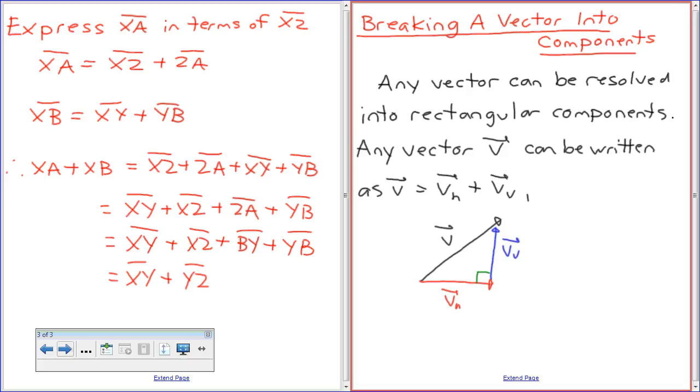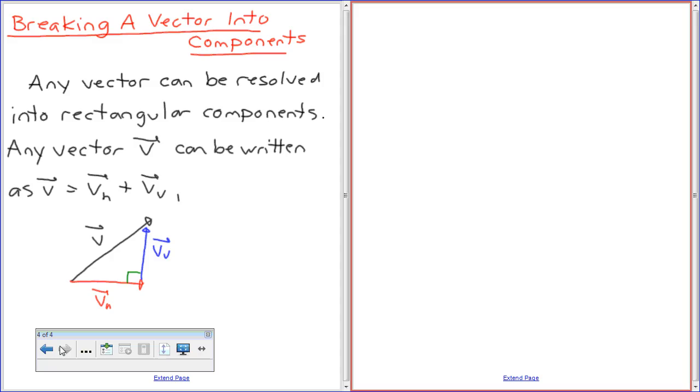I'm going to go to the next page if that's okay, and I'm just going to say both of these can become both of these. Can be obtained using SOHCAHTOA.